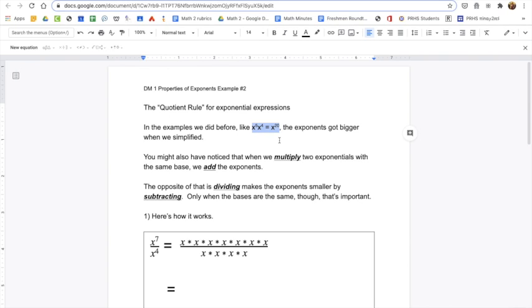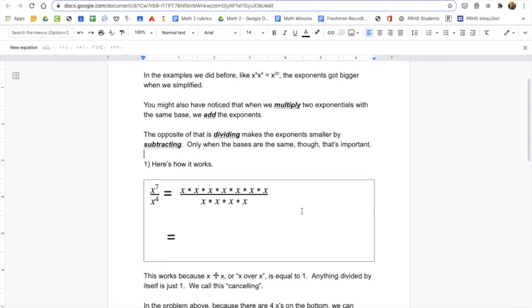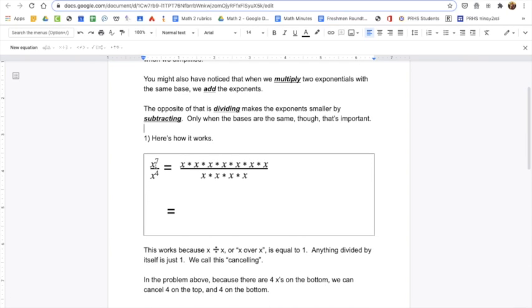This is only when the bases are the same, though. Only when the bases are the same. So here's how one works. This example is x raised to the 7th power over x to the 4th. Please keep in mind that when we say over, or it's in the form of a fraction, what we're really doing is dividing. Just like if two exponentials are next to each other, it means multiplying. Here, when there's one on top of the other, it's dividing.